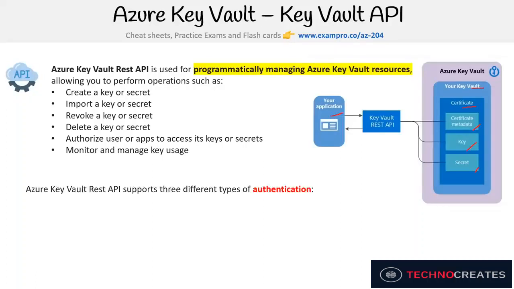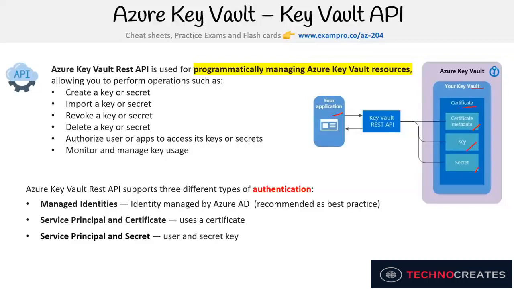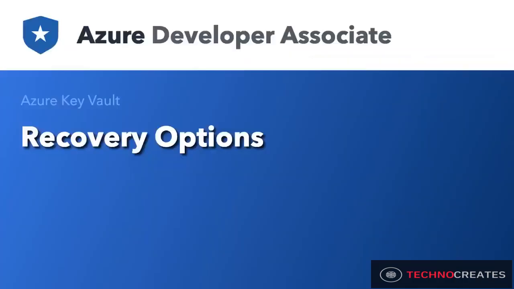The Key Vault REST API supports 3 different types of authentication: managed identities, which are identities managed by Azure AD. This is the recommended practice because it introduces the least amount of risk. Service principal and certificate, where you use the certificate. Service principal and secret, where you have a user and secret key. So there you go.